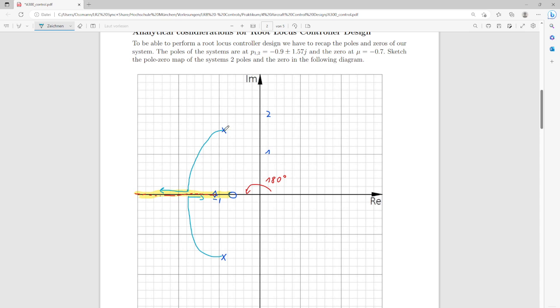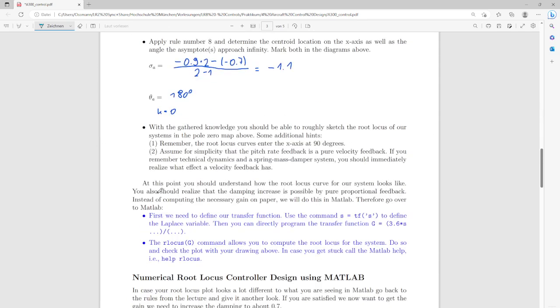However, and this is the main point here, for the damping increase from 0.5 to 0.7, we do not need any additional elements in the controller because we already can increase the damping by just the proportional feedback, as the root locus curve goes to the left and down. Okay, so that's actually pretty nice.